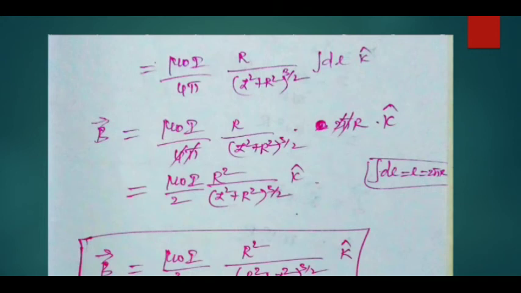So in integration, dl is equal to 2 pi r, because integral dl is equal to l, which is the circumference of the circular coil. Therefore, substituting l and simplifying, you will get the final equation: B is equal to mu naught I divided by 2 into r square divided by r square plus z square whole power 3 by 2, into k cap.